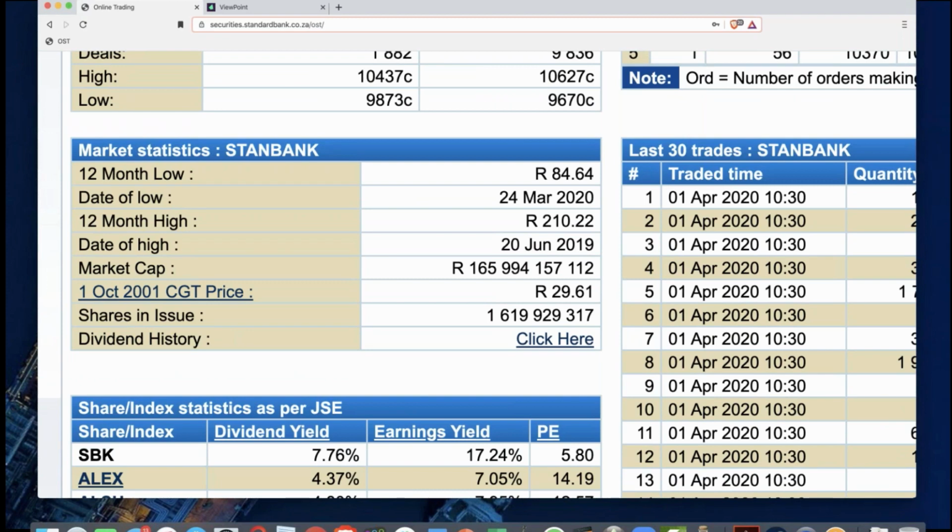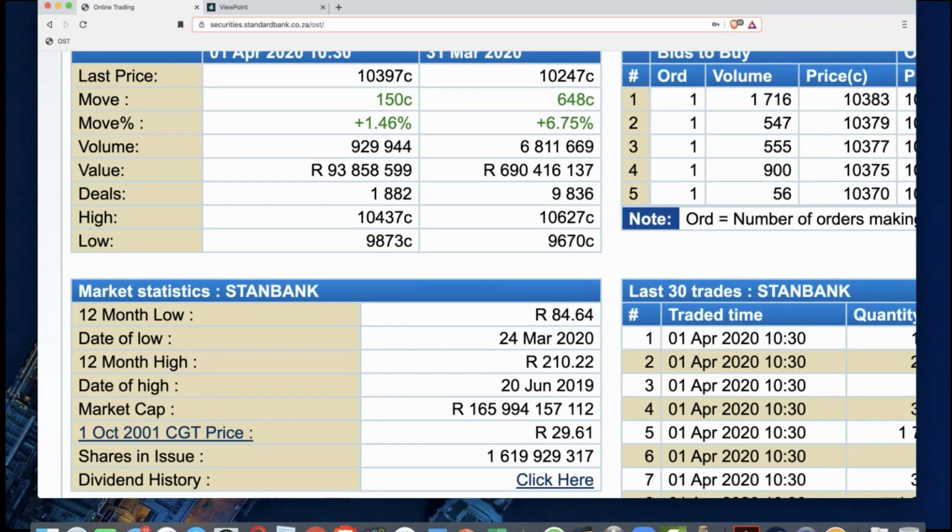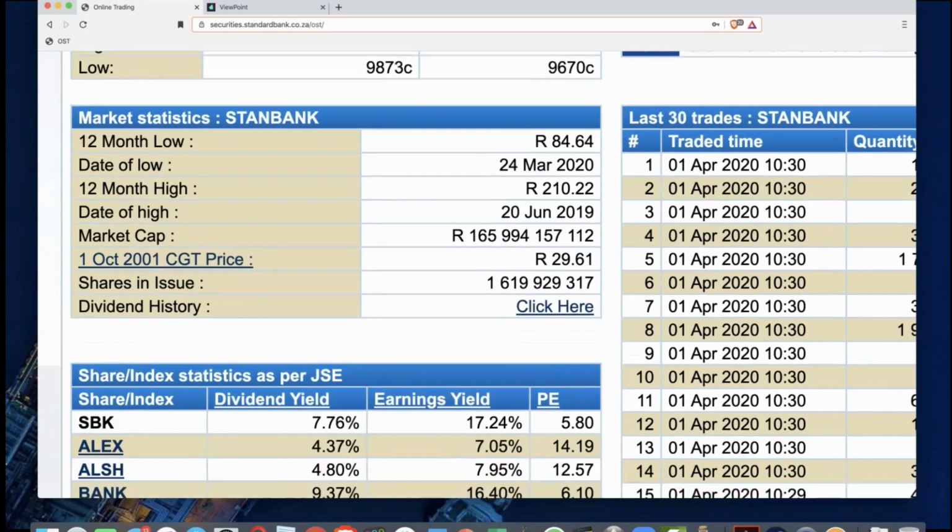Some market statistics gives you the 12-month high and low for the particular stock, as well as the date. So we had an 84.64 low in early March, just a little over a week ago, 8 days ago, was the low. That's some move from 84 to 104. It gives you the high, which was in June of last year. So nicely off the lows, well off the highs.